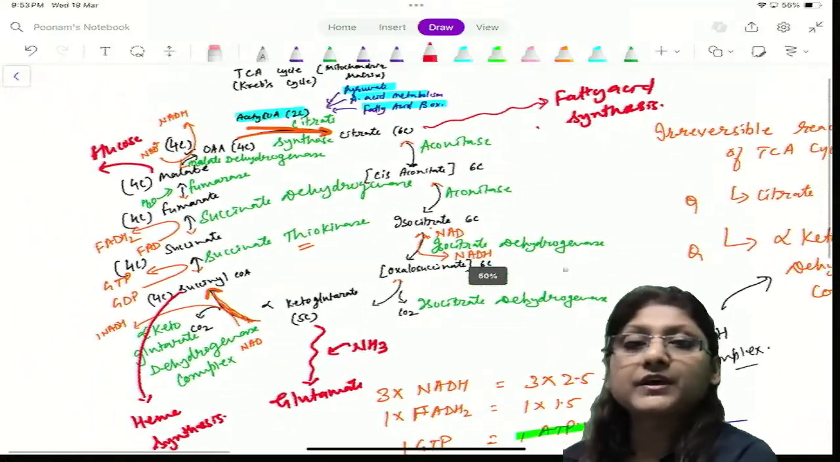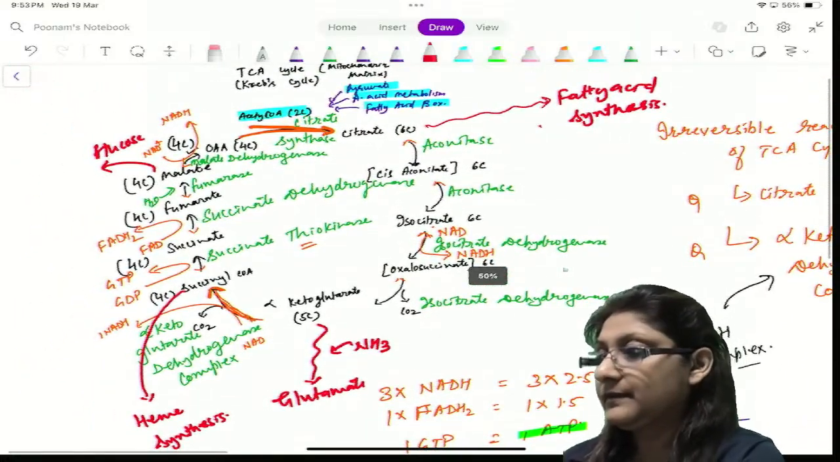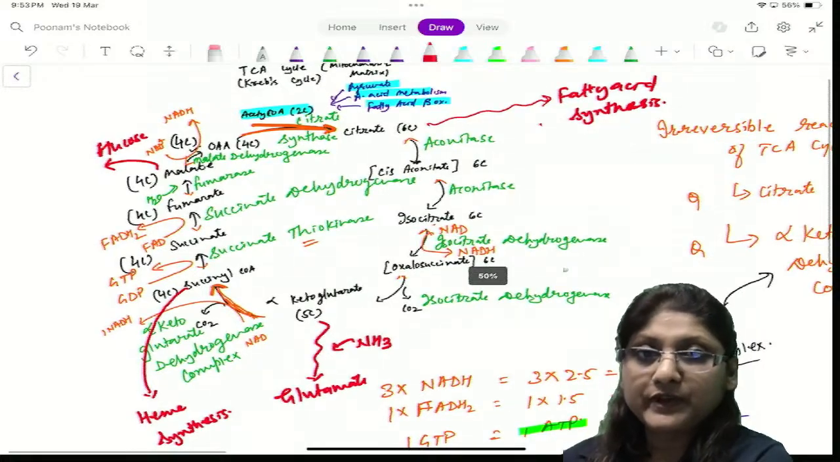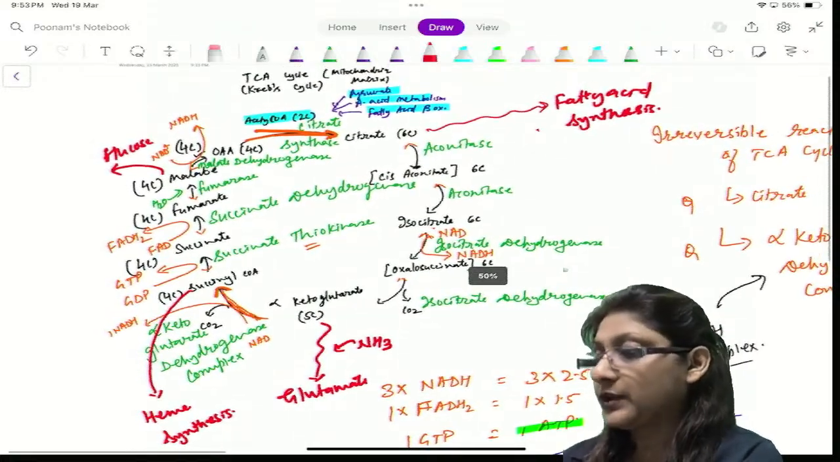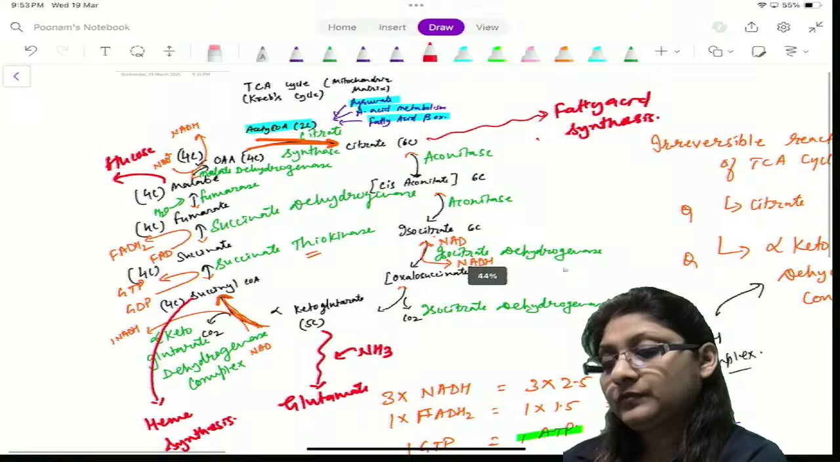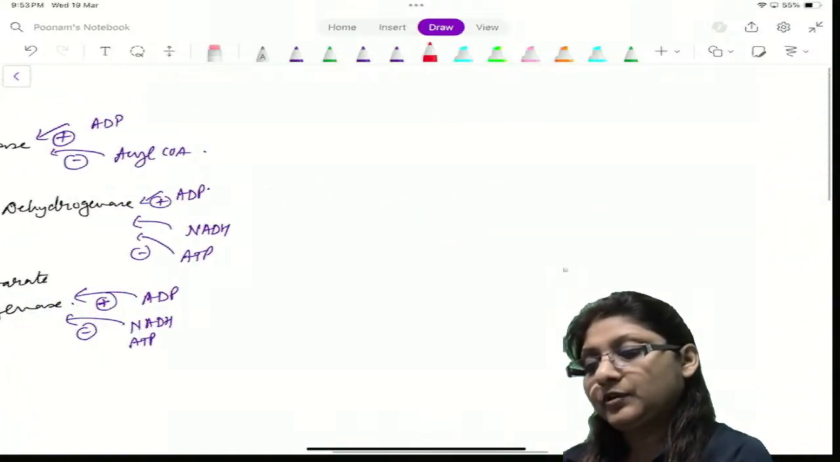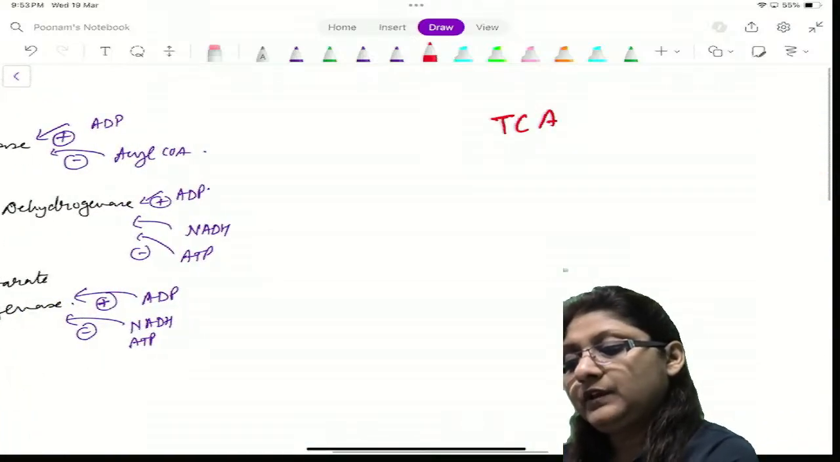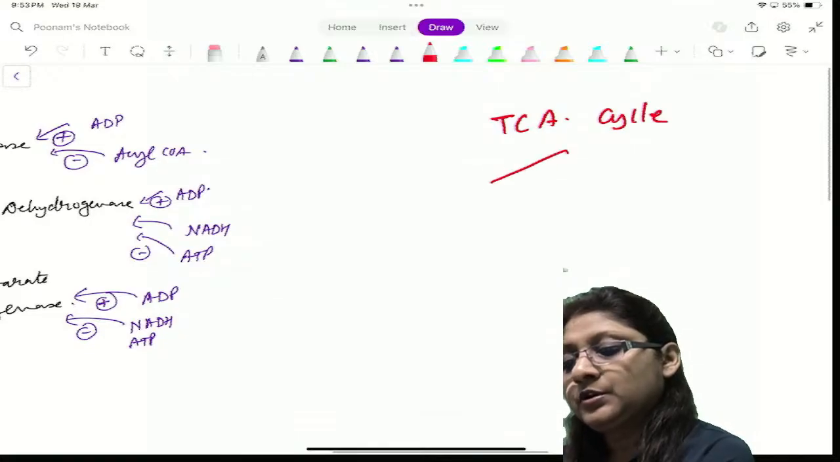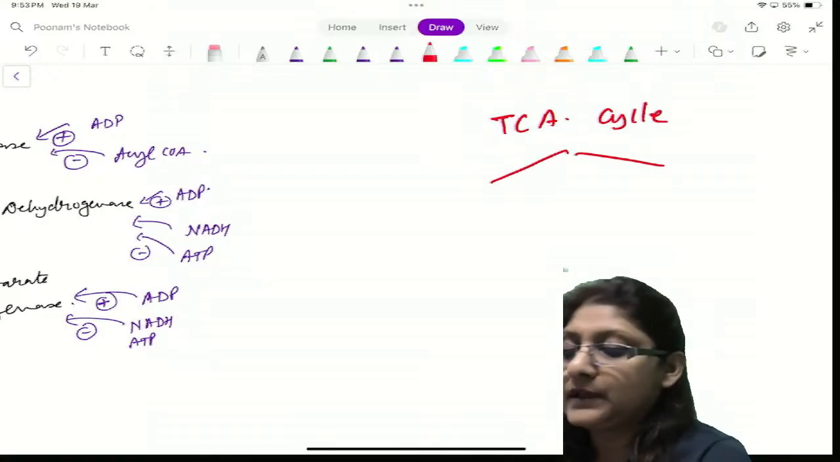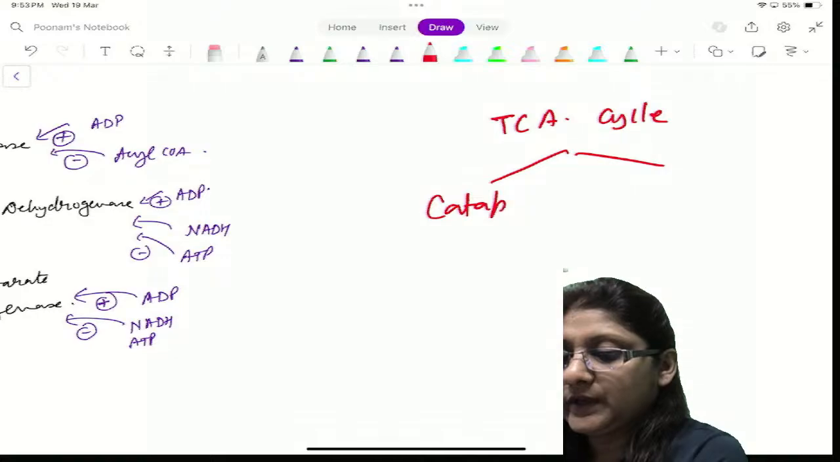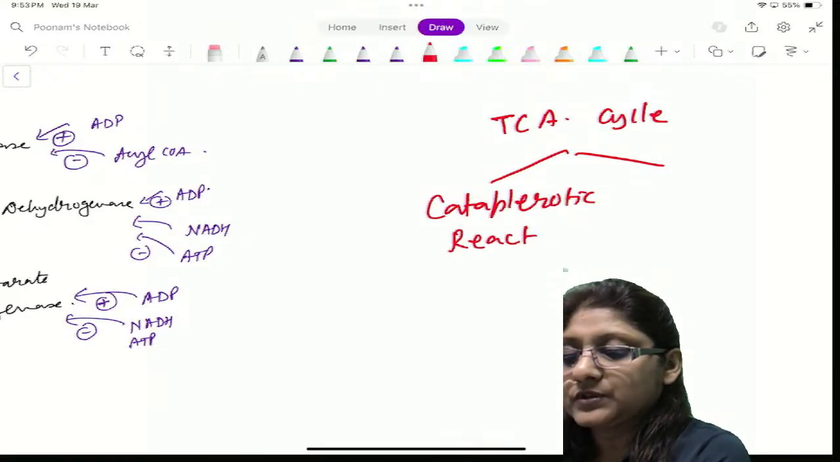These reactions which are emptying the TCA cycle of their corresponding intermediates are known as cataplerotic reactions. So I write here cataplerotic, TCA cycle. We talk about two categories of reaction. One is cataplerotic reaction, which I was explaining just now.